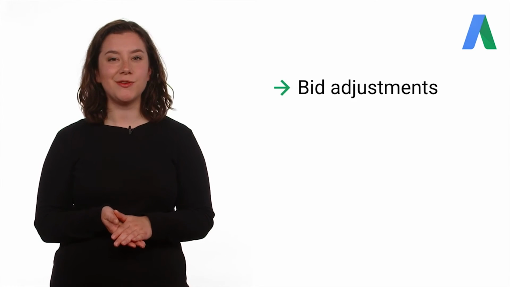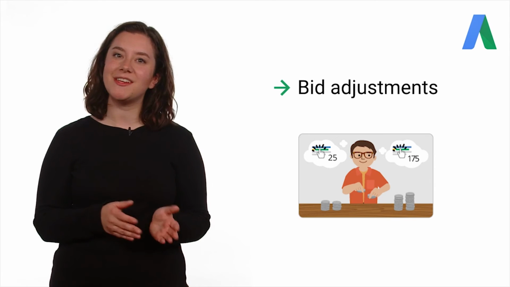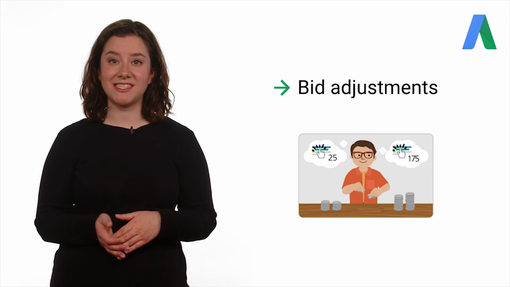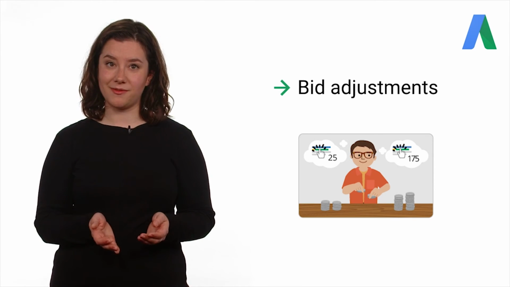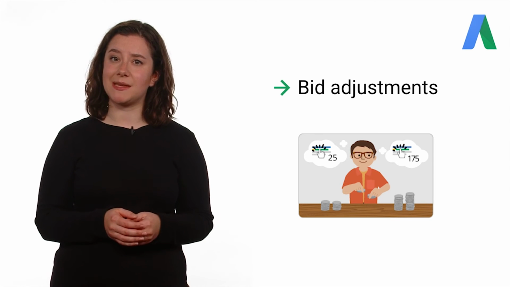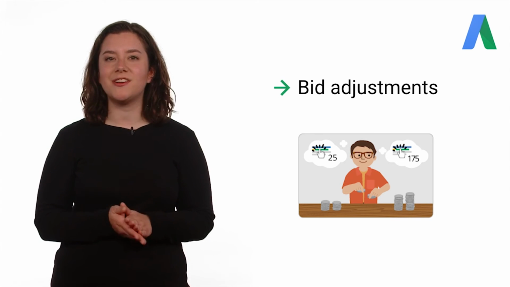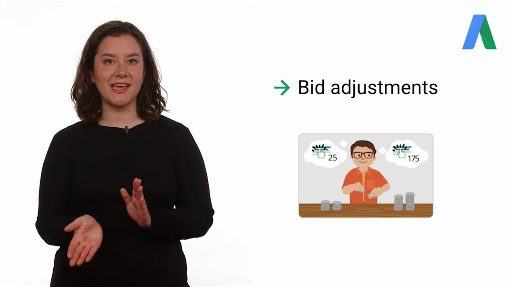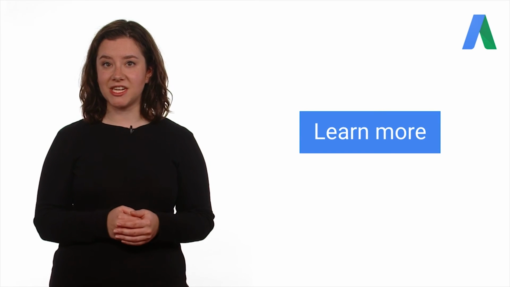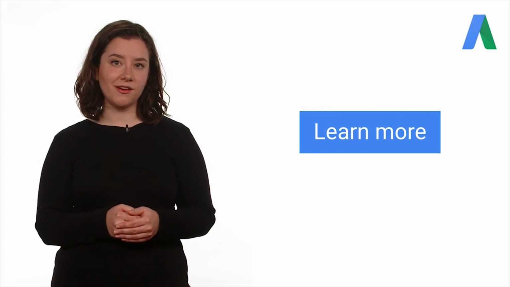Great! Now you can use your budget more effectively to reach potential customers at just the right moment. With custom ad scheduling, you can also set bid adjustments to increase or decrease your bid during specific days and times. For example, if you want to reach customers thinking about where to take their lunch break, you might want to increase your bid during weekday mornings and decrease it in the late afternoon. To learn more about setting bid adjustments, click Learn More here or in the YouTube description.